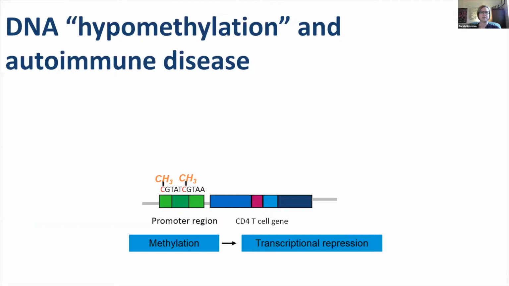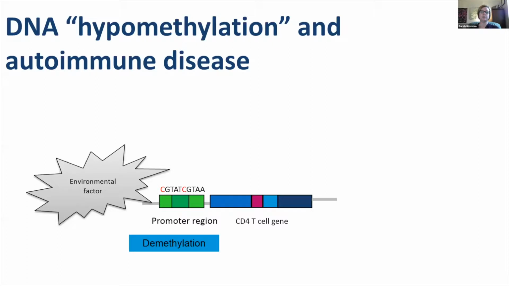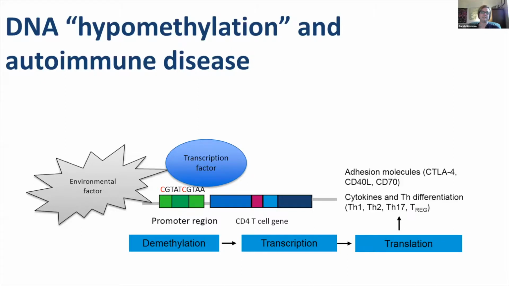Just to provide an illustration, it's been shown in lupus that certain promoter regions of the CD4 positive T cells are more hypomethylated. It's not clear why, but one scenario may involve the introduction of an environmental factor that, by promoting oxidative stress, may reduce methyl donors and inhibit methylation-dependent enzymes, which would cause these regions of the DNA, of the cytosines, to lose their methyl groups, allowing for transcription factor binding, transcription and translation of genes that have been implicated in autoimmune disease.